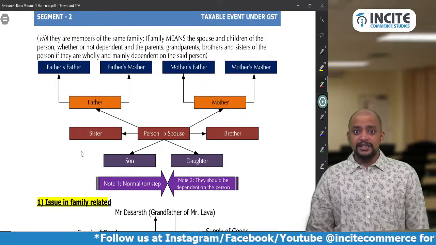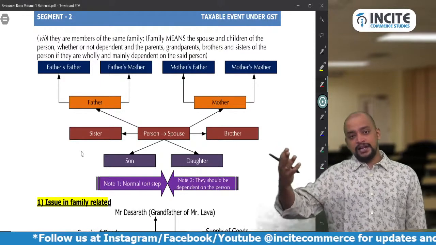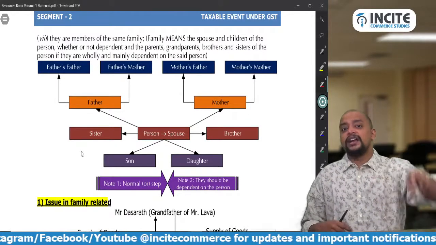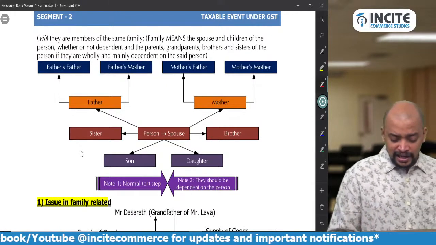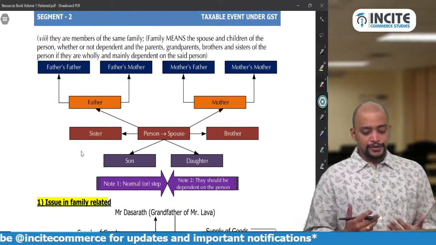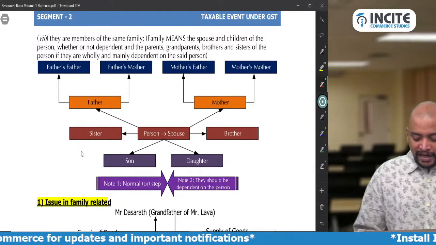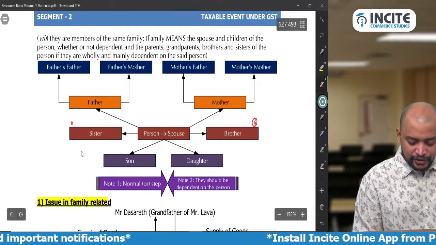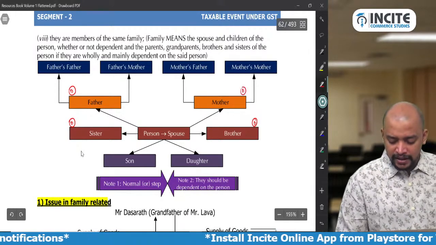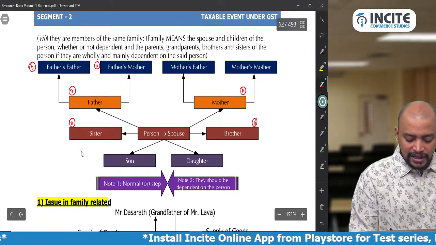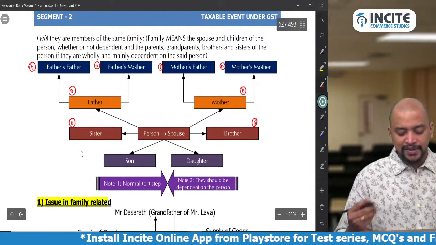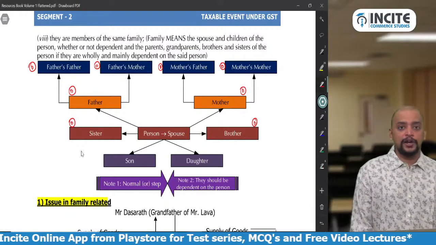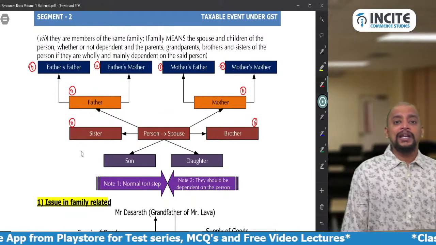But brothers, sisters, parents, grandparents will be treated as family only if they are wholly and mainly dependent on that person. Therefore, who should be dependent on the said person? Brother, sister, father, mother, and all the grandparents should be dependent, and only then will they come under the family definition. Whereas spouse, son and daughter need not be. So what is the meaning of wholly and mainly dependent?